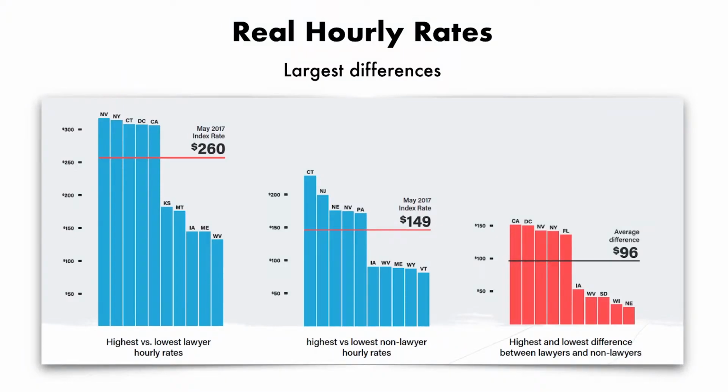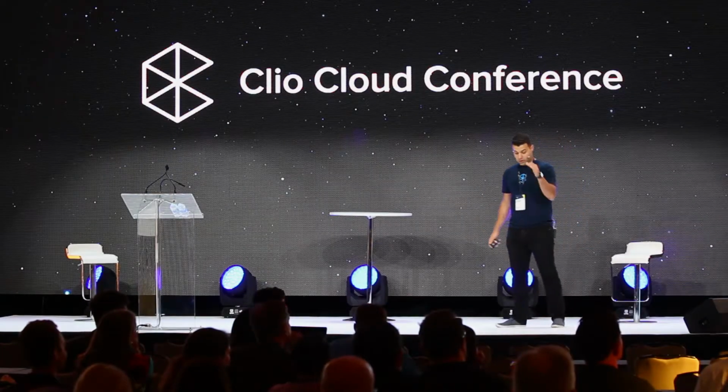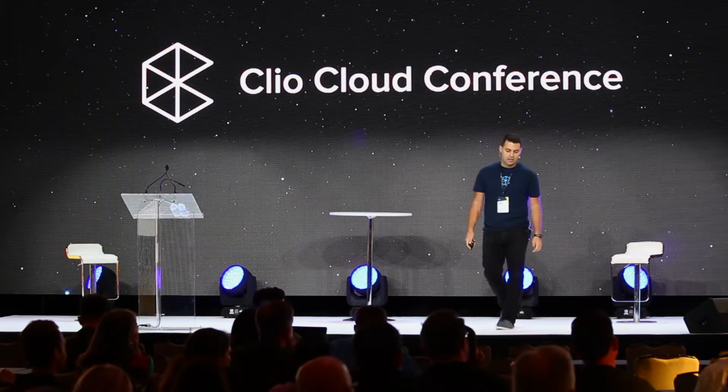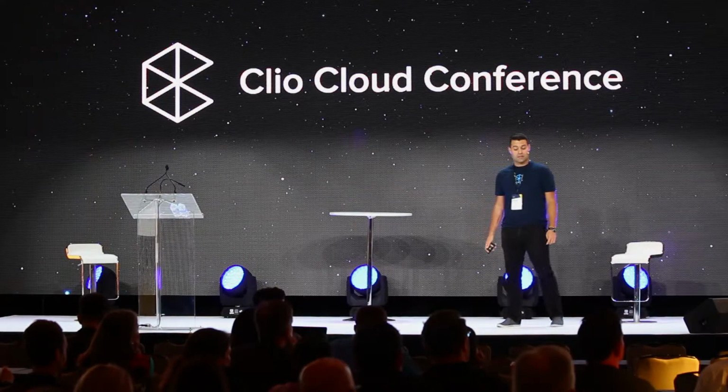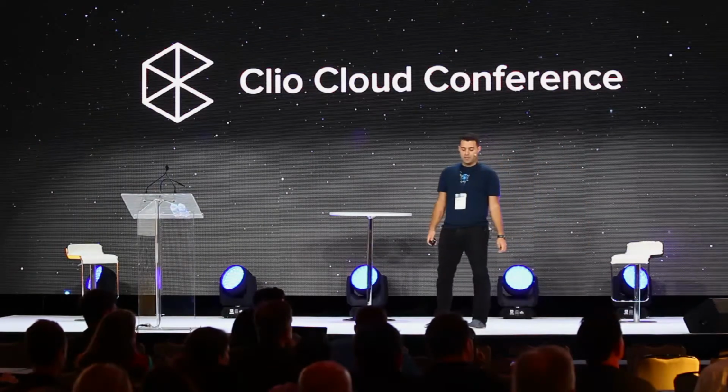But to summarize a bit, where did we see the largest differences in these real hourly rates? These are charts showing the top 5 versus bottom 5 states for lawyers. Next to that, we have non-lawyer rates. And then the third chart is the highest and lowest difference between lawyer and non-lawyer fee earners. The highest versus lowest lawyer rates we saw, no offense to anybody's home state, in terms of real rates, again adjusted for cost of living, were Nevada, New York, Connecticut, DC, and California at the top, and Kansas, Montana, Iowa, Maine, and West Virginia at the bottom.